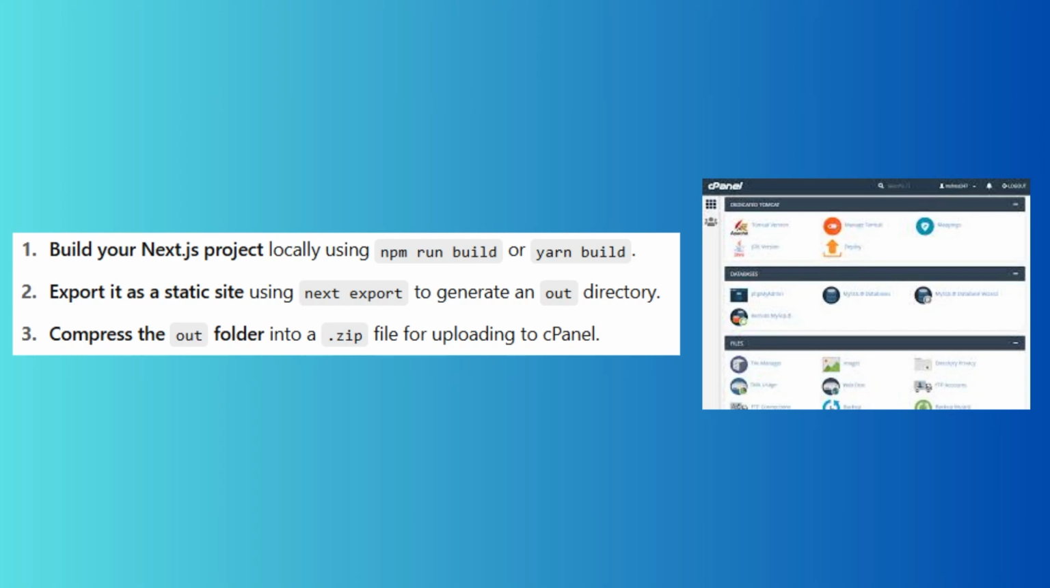First, build your Next.js project locally using npm run build or yarn build. Then, export it as a static site using next export or generate an out directory. Now, compress the out folder into a .zip file for uploading to cPanel.